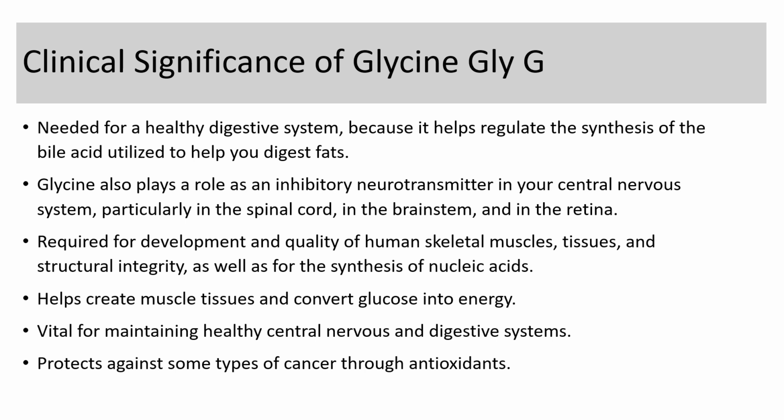It is a neurotransmitter responsible for the cellular mechanism, transport of information, right? So it's very important, and that's why it plays a role in the spinal cord, brainstem, and retina. All right, so glycine is very important. All the amino acids are very important for our bodily functions, required for development and quality of human skeletal muscles, tissues, structural integrity, as well as synthesis of nucleic acids. Helps create muscle tissues, convert glucose into energy, and is vital for maintaining a healthy central nervous system and digestive system.